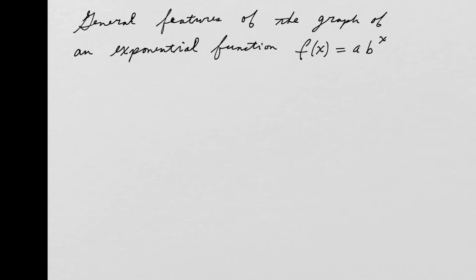So first thing, the a is really the y component of the vertical intercept. If I plug in 0 for x, what am I going to get out? If I do f of 0, I'm going to get a times b to the 0. But remember, b to the 0 is equal to 1. So this is just equal to a. So 0, a is the vertical intercept.